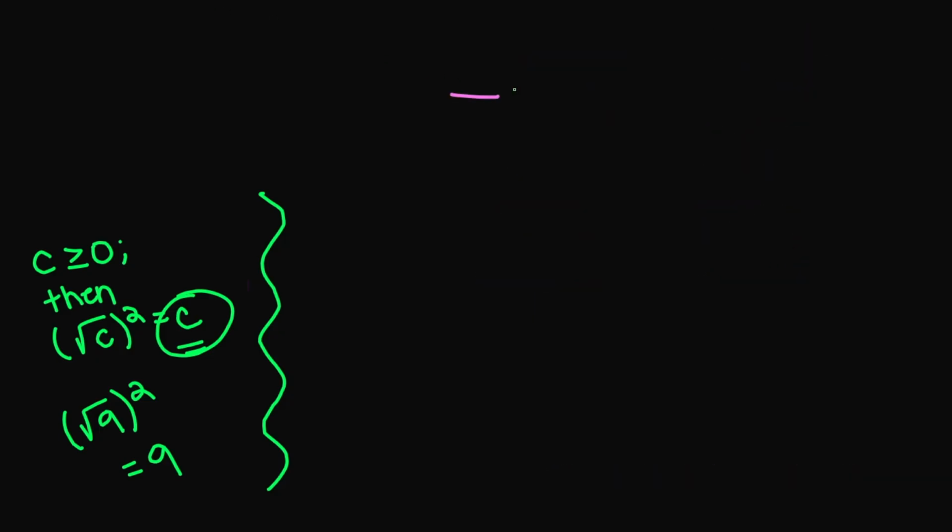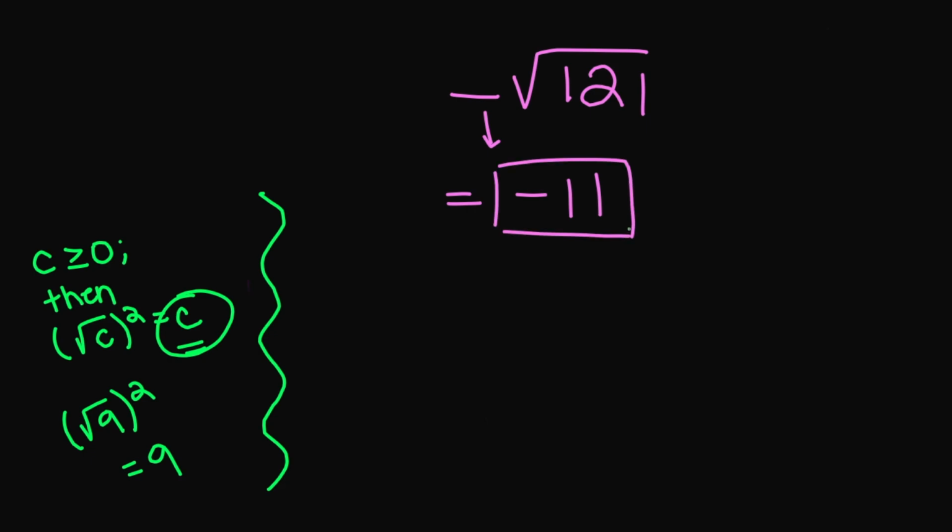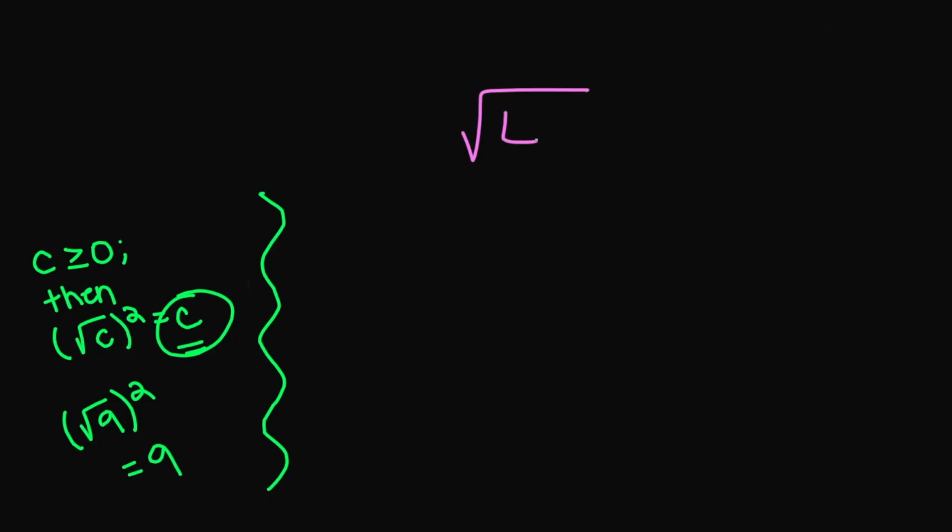What if you have negative the square root of 121? The square root of 121 is going to equal 11. However, we do need to include our negative in our answer. So your final answer here is going to be -11. What about the square root of 49? The square root of 49 is going to equal 7. So your final answer here is 7.